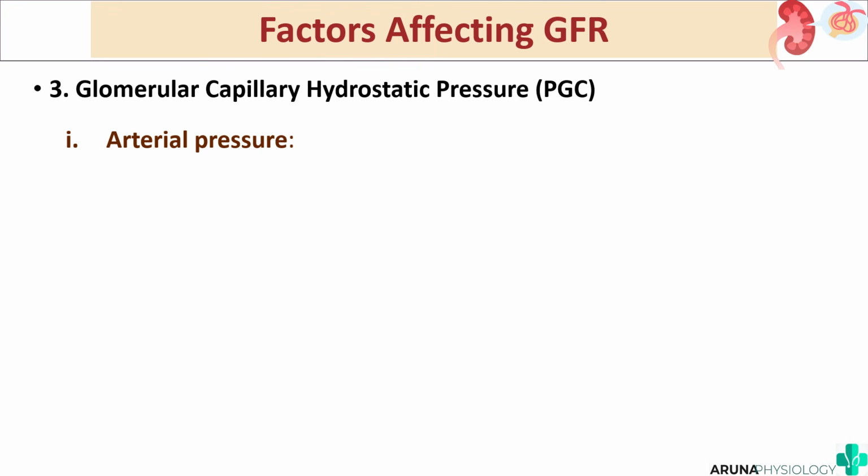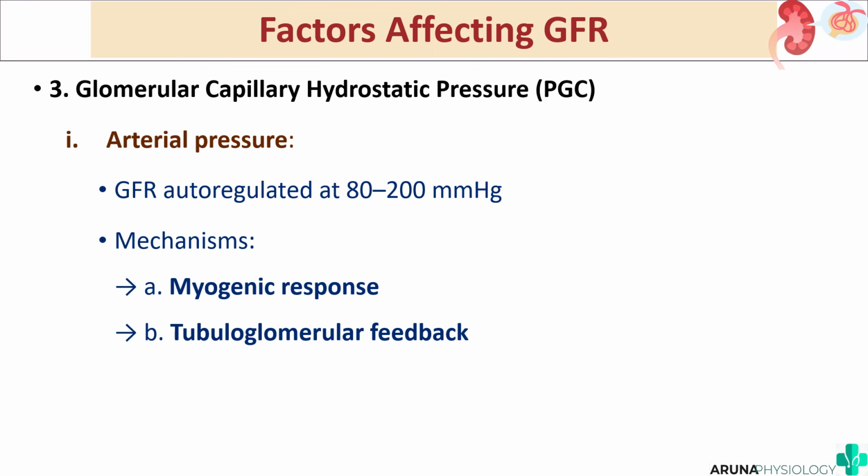So first, the arterial pressure. We know that GFR is autoregulated between 80 to 200 millimeters of mercury. So between 80 and 200 millimeters of mercury, whatever your BP, the GFR remains constant. How is it so? That is because, as I said, it is autoregulation. There are two mechanisms for this. One is the myogenic response and the other is tubuloglomerular feedback.